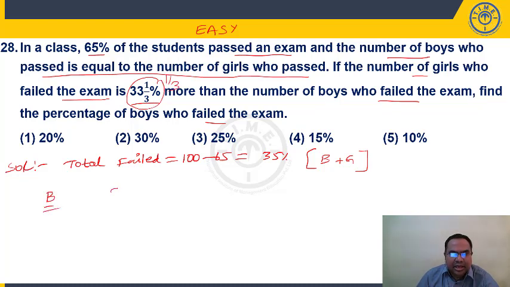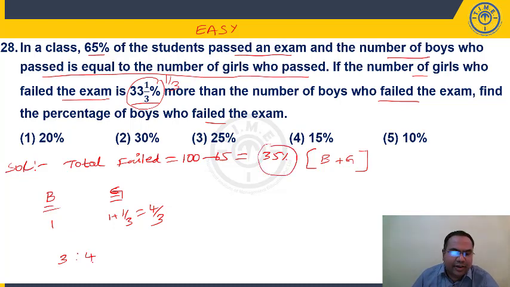Boys, girls. If boys is 1 part, girls is 1/3 more, 1 plus 1/3, that is 4/3. So if you look at failed, what is the ratio? 1:4/3 means 3:4, right? So total failed is how many parts, how much percentage? 35. Boys plus girls is failed. Boys and girls who failed are in the ratio 3:4.